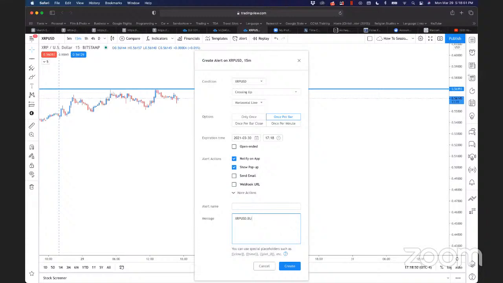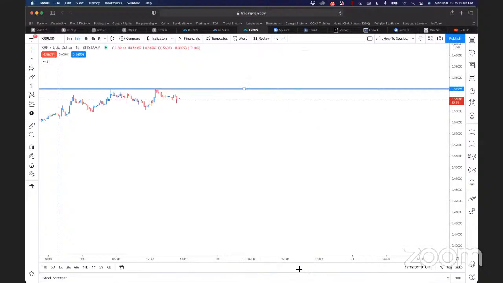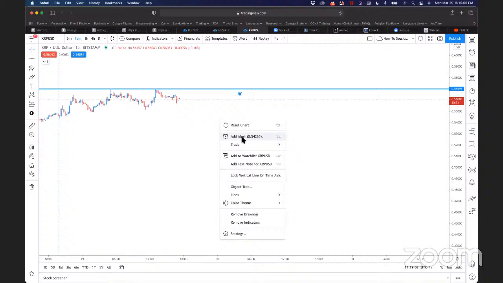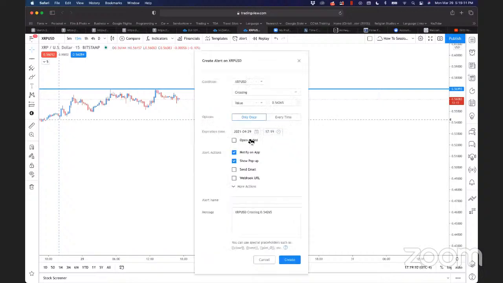Buy on break and close above, right? And that's it as far as the alerts go. And then you can do a price alert too. Add price alert here. Of course, you can do crossing up or above or below, whatever the case is.